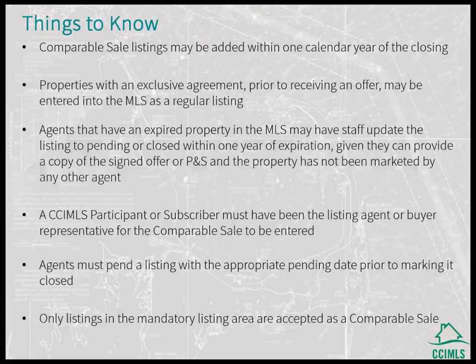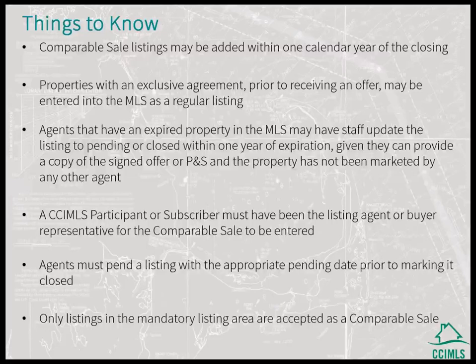Things to know. Comparable sale listings may be added within 1 calendar year of the closing. Properties with an exclusive agreement prior to receiving an offer may be entered into the MLS as a regular listing. Agents that have an expired property in the MLS may have staff update the listing to pending or closed within 1 year of expiration, given they can provide a copy of the signed offer or P&S and the property has not been marketed by any other agent. After 1 year, these properties may be entered as a comparable sale with the written consent of the seller.